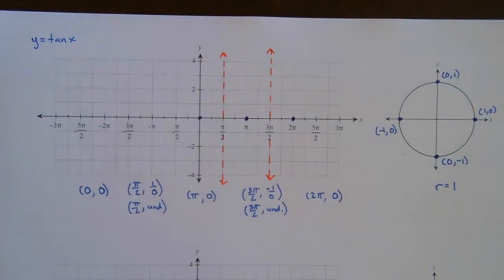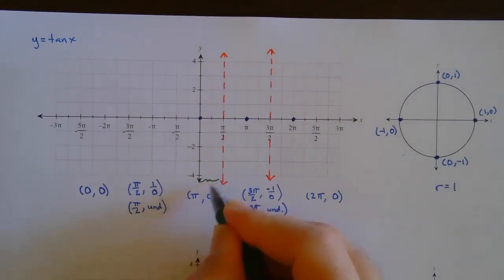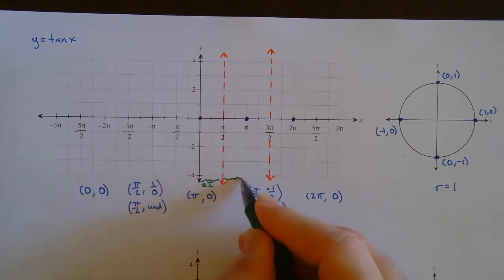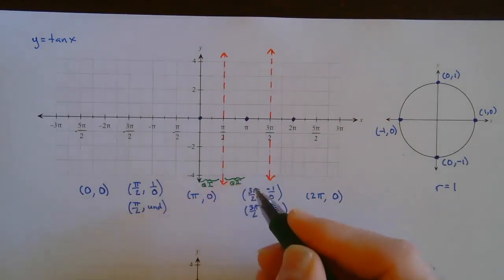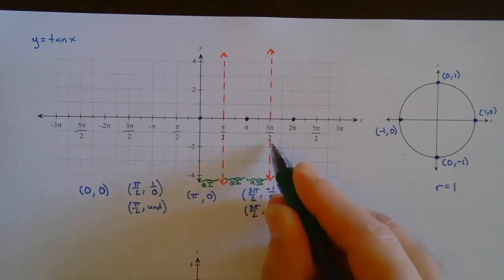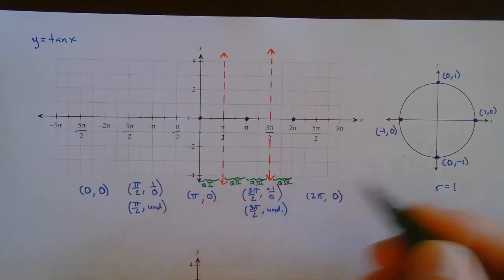Now, where is the graph below, and where's the graph above the x-axis? That's determined by whether it's above the x-axis or below. Remember we talked about it? It's dependent upon the quadrant, right? So 0 to pi over 2 is quadrant 1. Pi over 2 to pi is quadrant 2. Pi to 3 pi over 2 describes quadrant 3. And 3 pi over 2 to 2 pi describes quadrant 4.